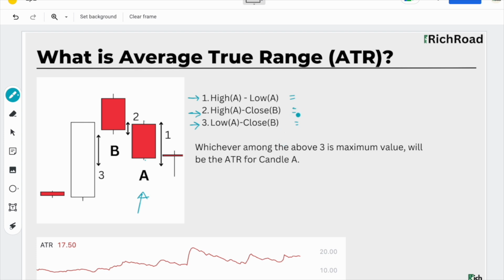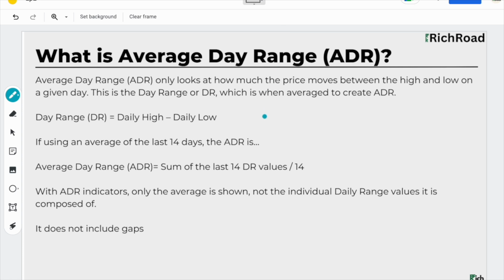And when you understand that, you will be in a much better place. Now we have seen the ATR. Let's see ADR. Now ADR is pretty straightforward and simple. It only looks at how much the price moves between the high and low on a given day. That is it. Nothing more than that.